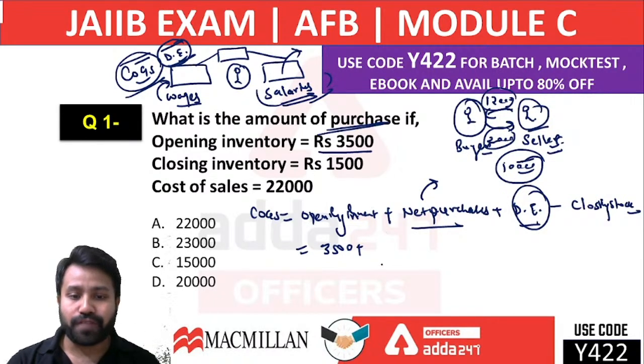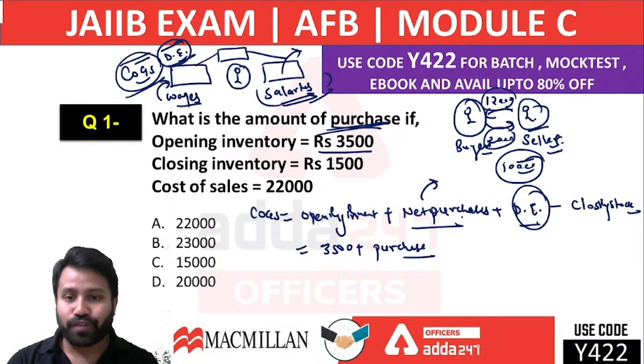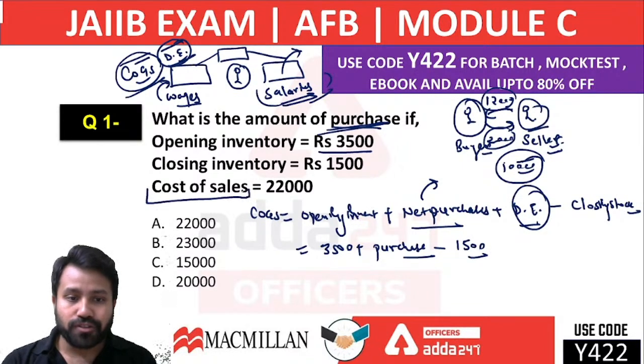given, 3500, right here, and the net purchases, or since you just have the purchases given here, you can also write the purchases. Direct expenses: nothing is given to you, so just skip that. And minus closing stock, that is given as 1500, and the term is given as cost of sales.